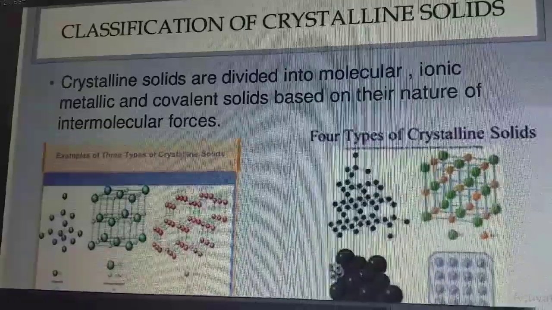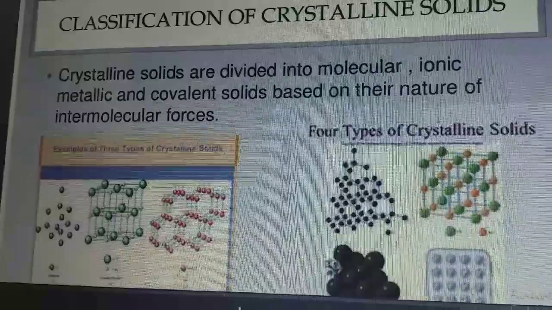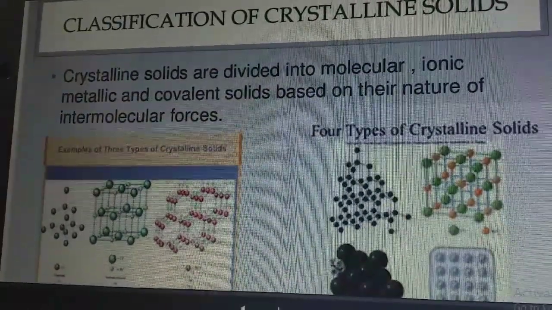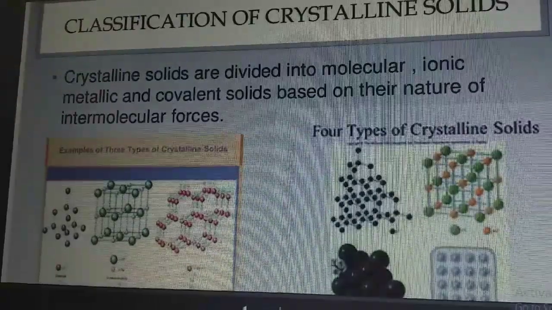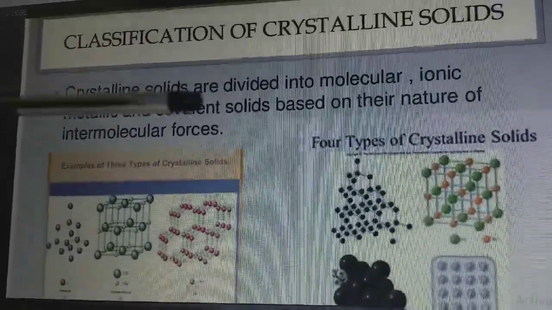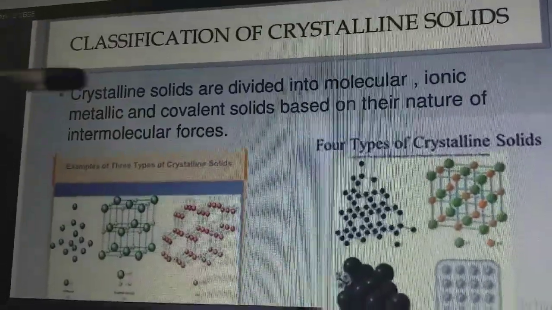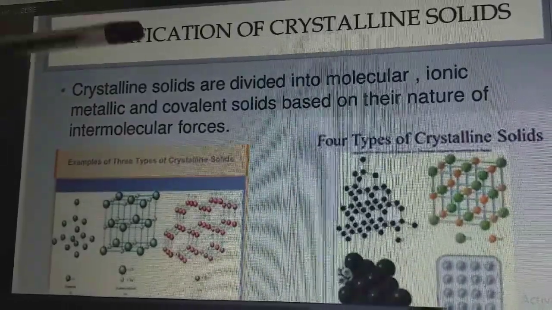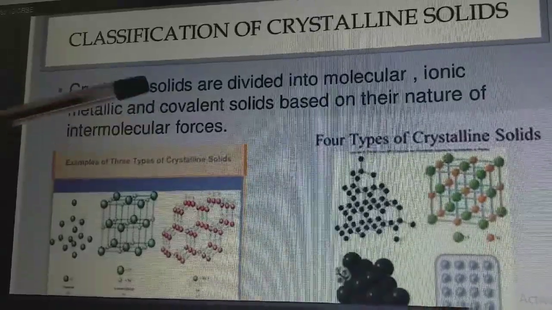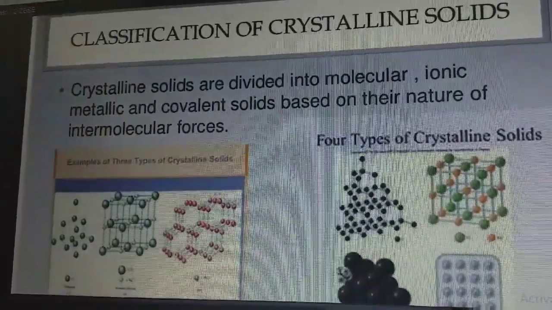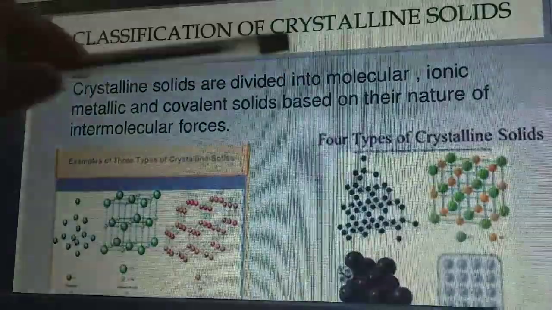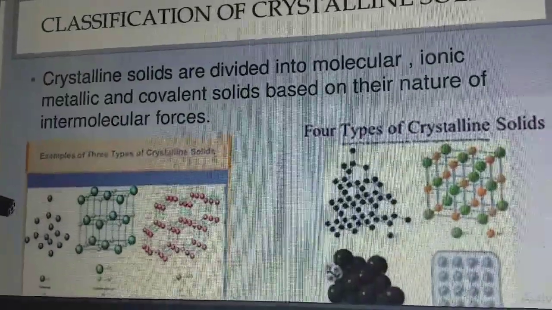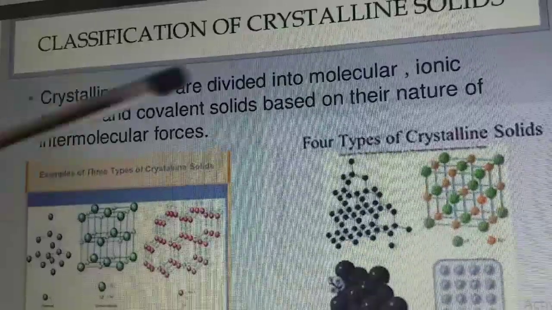Now take only crystalline solids. How are they classified? The crystalline solids are divided into four types: molecular solids, ionic solids, metallic solids and covalent solids, based on the nature of the intermolecular forces between the constituent particles, which differ from solid to solid.